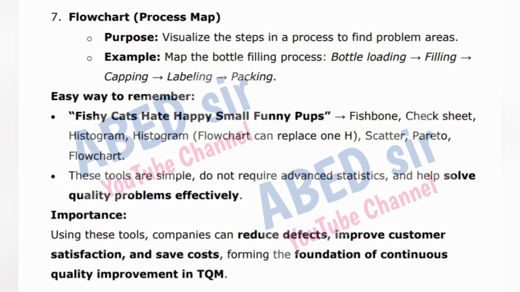7. Flowchart, process map. Purpose: visualize the steps in a process to find problem areas. Example: map the bottle filling process: bottle loading, filling, capping, labeling, packing. Easy way to remember. Fishy cats hate happy small funny pups. Fishbone, check sheet, histogram, flowchart, control chart, scatter, Pareto.